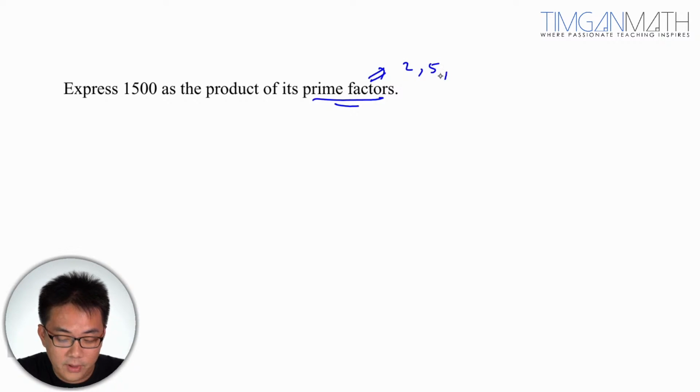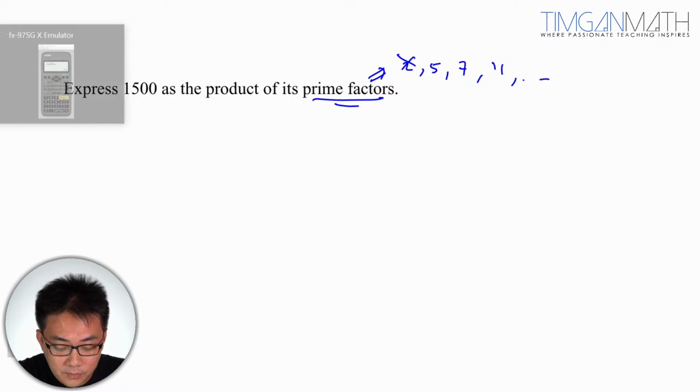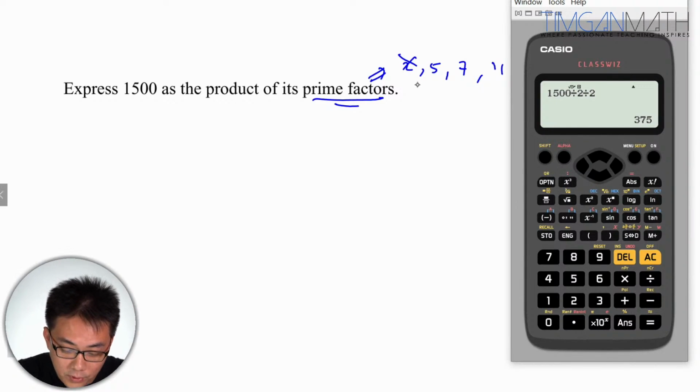2 is actually the only even prime number. So 2, 3, 5, 7, 11. Anyway, you just move on by putting 1500 and just start dividing with 2 first. Okay, so divide by 2. And if it's an even number, just continue, which is just divide by 2 again. And this is obviously not an even number, so don't divide by 2, stop. So there's no more 2s, just stop and move on to 3.